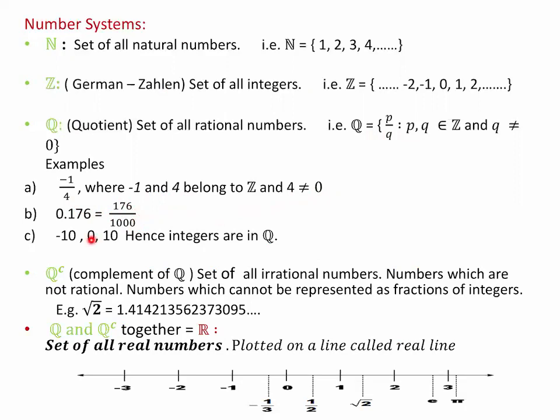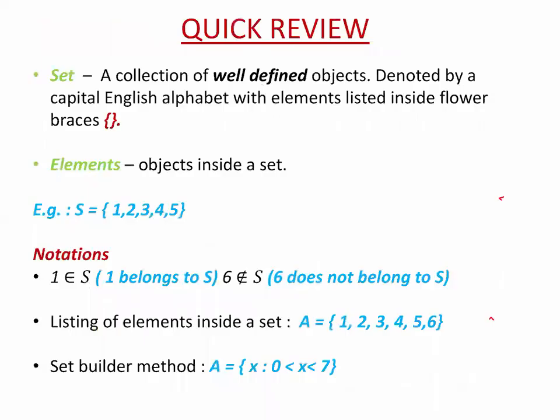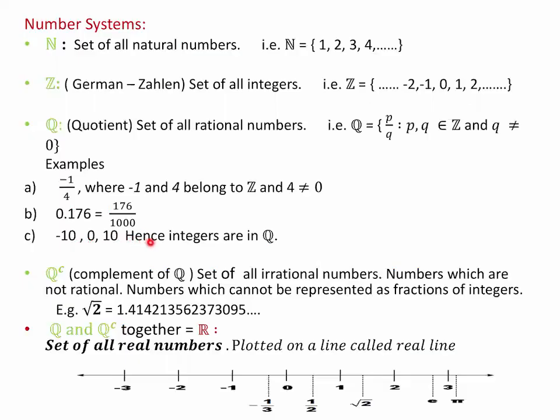The third example, -10, which can be written as -10 divided by 1, and 0, which can be written as 0 by 1, and 10 by 1. So all the three numbers are integers, and they follow the rule mentioned above. Therefore, they are in Q.